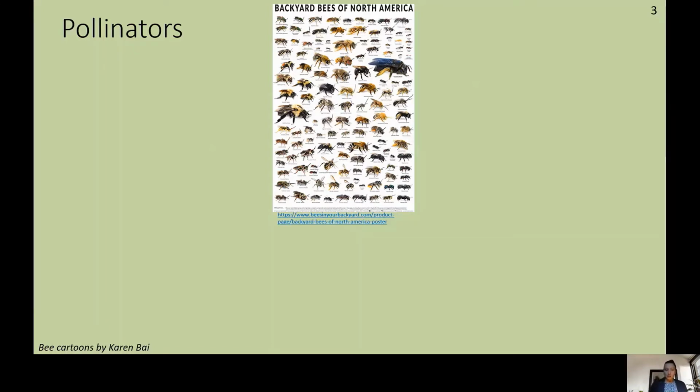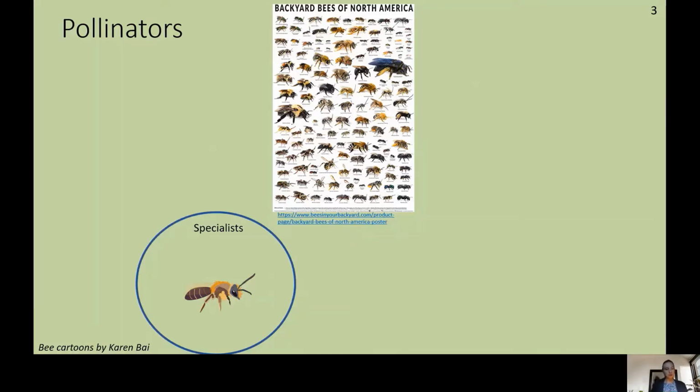Pollinators can be split into two major categories. The first are our specialists. Specialists only visit one or a couple different species of plants when they're gathering pollen, and because of this, they're oftentimes better at floral handling. In my system of Echinacea angustifolia, our specialist species is Andrena helianthiformis. You can see our little cartoon here.